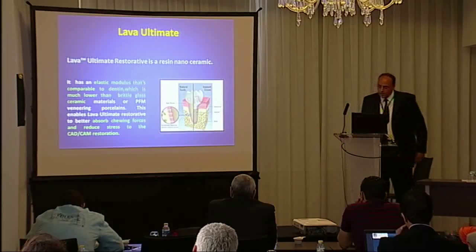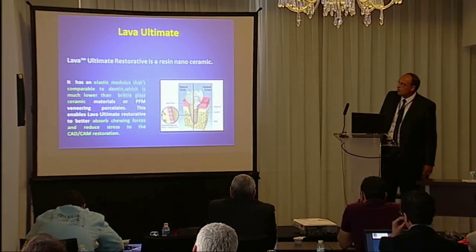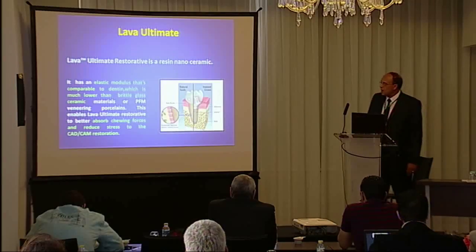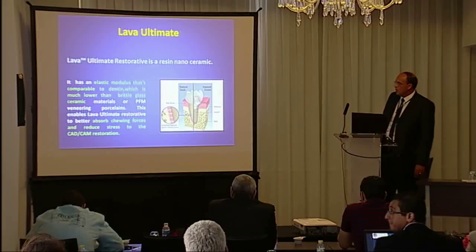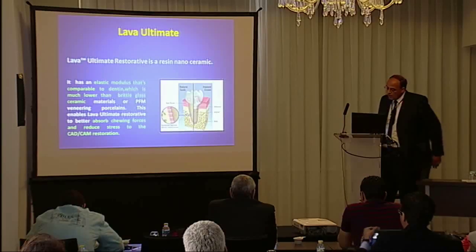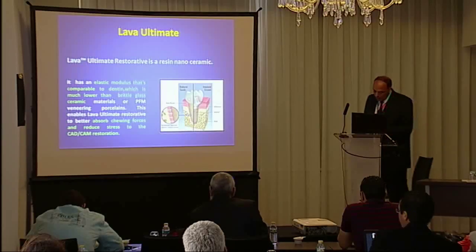Lava Ultimate Restorative is a resin nano-ceramic. It has an elastic modulus that's comparable to dentin, which is much lower than brittle glass ceramic materials or porcelain fused to metal veneered porcelain. It enables Lava to absorb shearing forces and reduce stress to the CAD/CAM restoration.